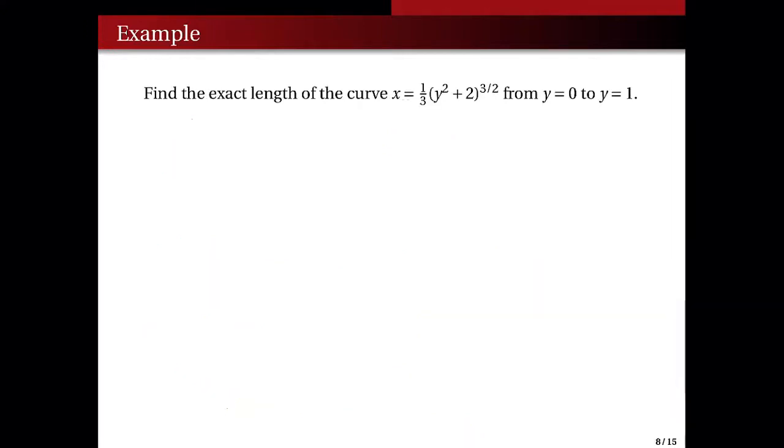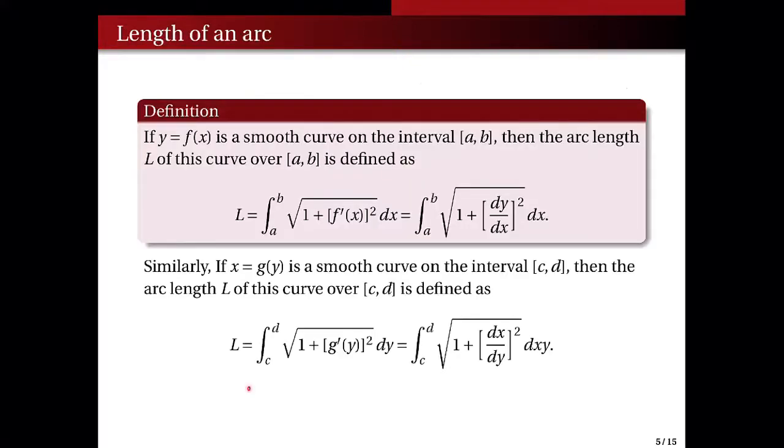Next problem. Find the exact length of the curve x equals 1/3 (y squared plus 2) raised to 3 halves from y equals 0 to y equals 1. So this time you have x in terms of y. X in terms of y. So we'll just use the second formula here. But anyway, things are the same.